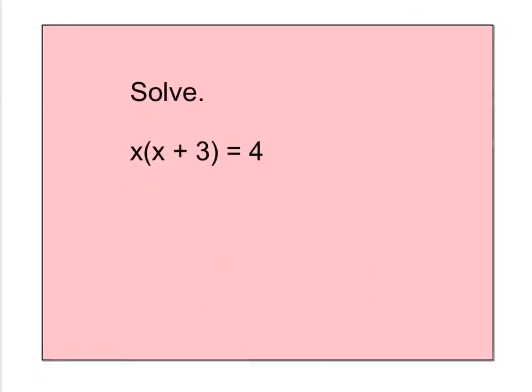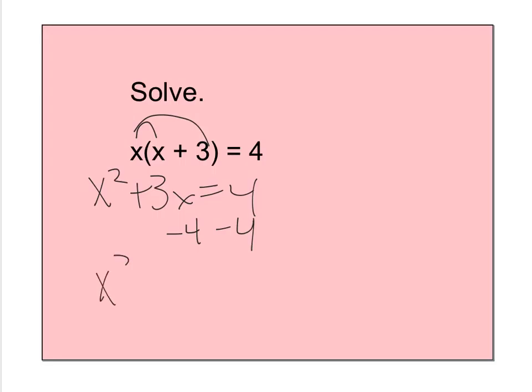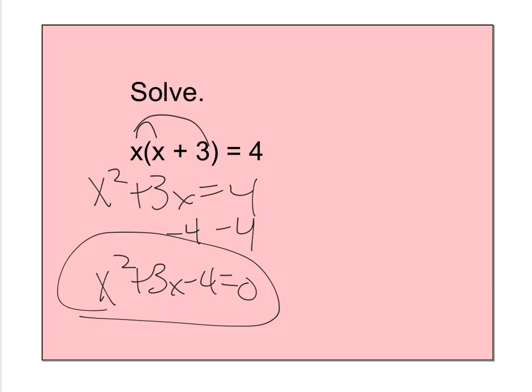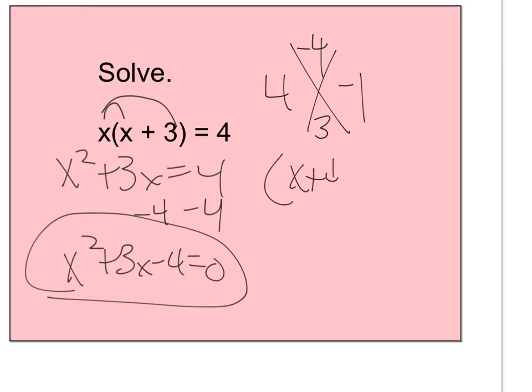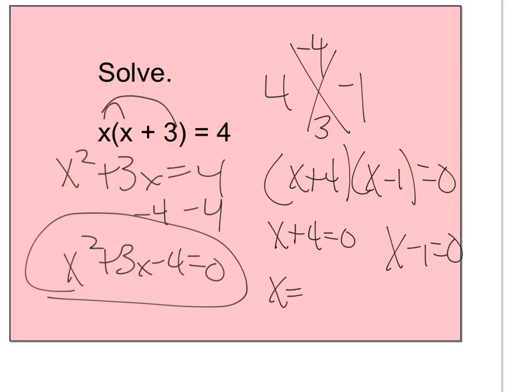So same idea here. Here I've got to actually do a little work first, so I'm going to distribute that, so I get x squared plus 3x equals 4. Subtract 4 over, so I get x squared plus 3x minus 4 equals 0. Now I can factor this. What multiplies to negative 4 and adds up to positive 3? That's going to be 4 and negative 1, so I go x plus 4 and x minus 1. Remember, set each part equal to 0. So x is going to equal negative 4, or x is going to equal 1.